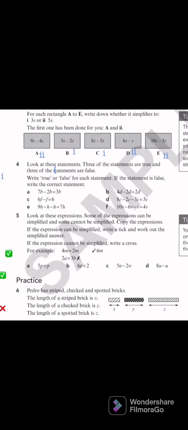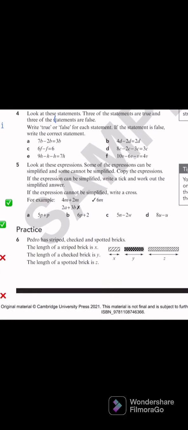Question number 4. Look at these statements. 3 of the statements are true, 3 of the statements are false. Write true or false for each statement. If the statement is false, write the correct one. I think it is like the previous one. You can solve it again.